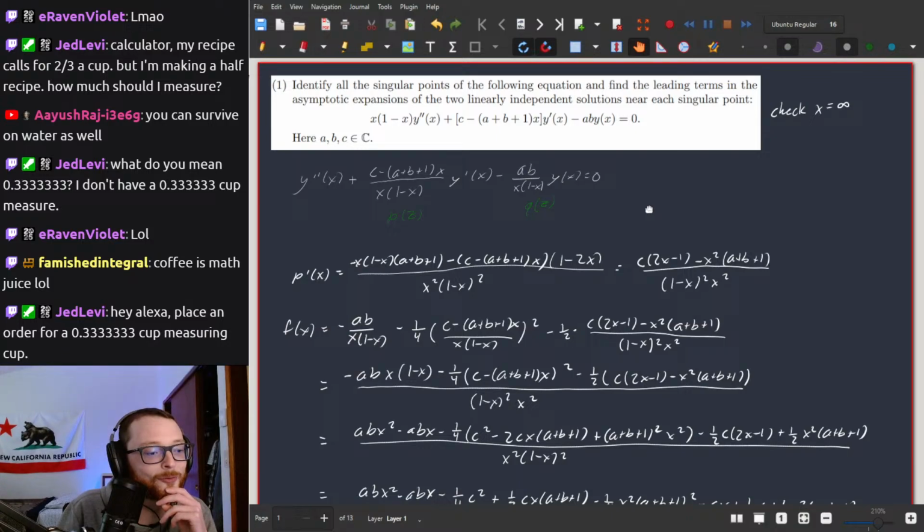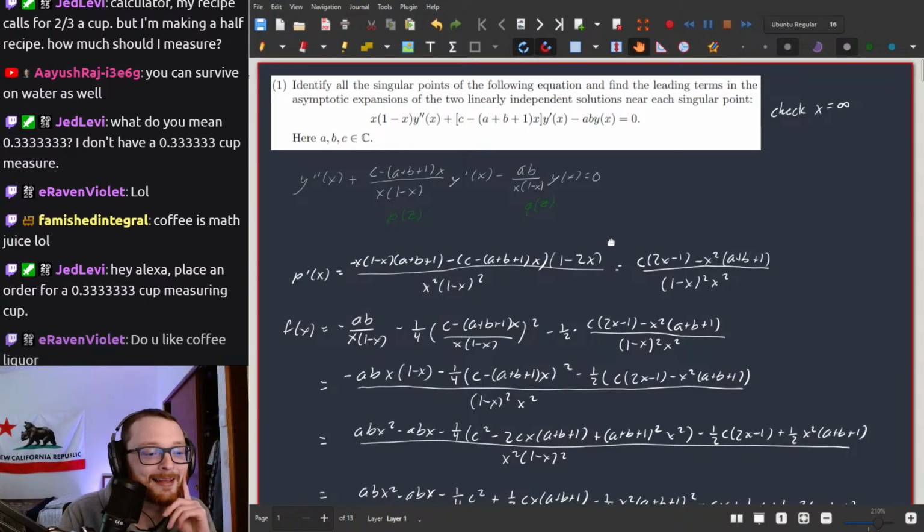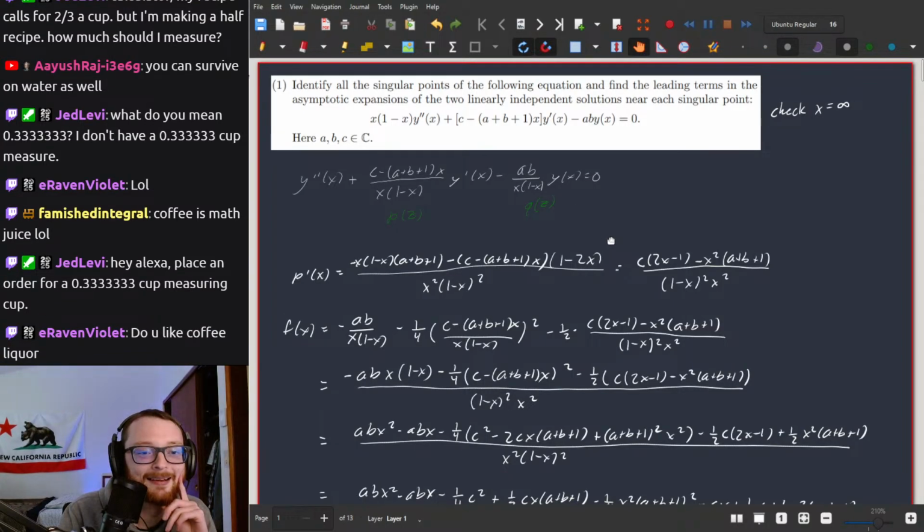Place an order for a .333 measuring cup. It probably exists, at least as a meme. I mean, you can't. I know that. The idea of a repeating decimal corresponding to a physical measurement is kind of disturbing to me, because a repeating decimal never ends, but the cup has to physically end. And it's like, what does that even mean? I don't know. These are kind of things that keep me up at night.